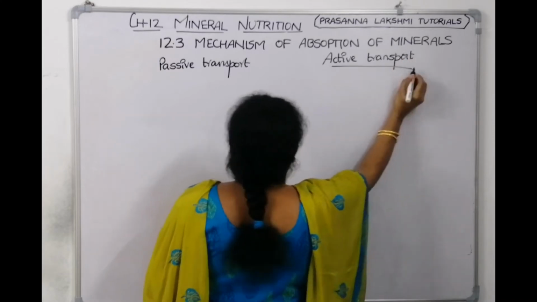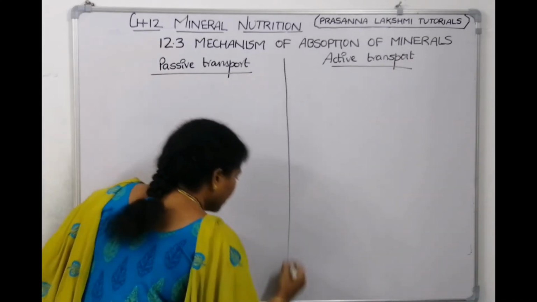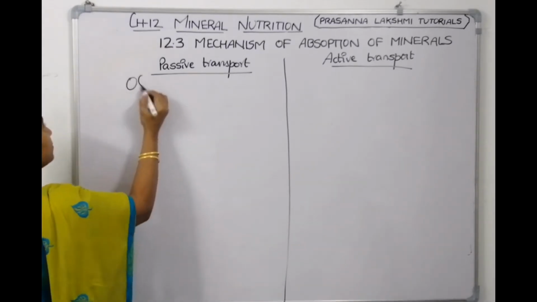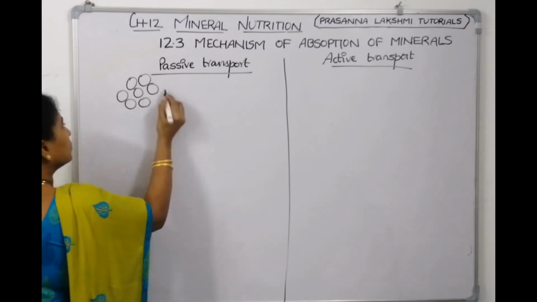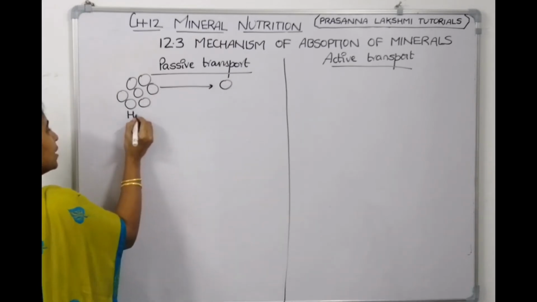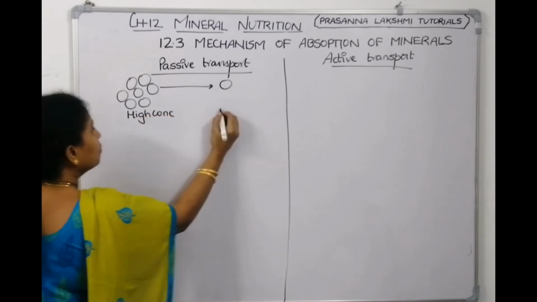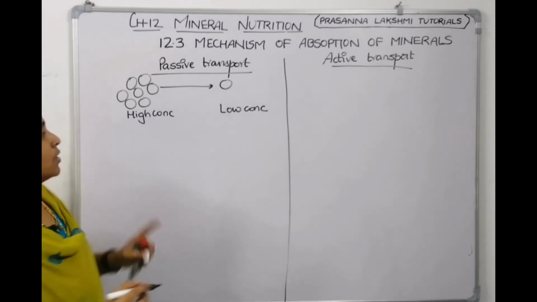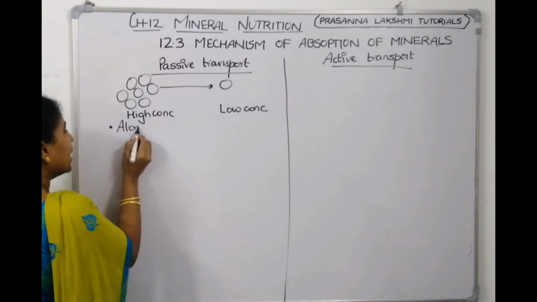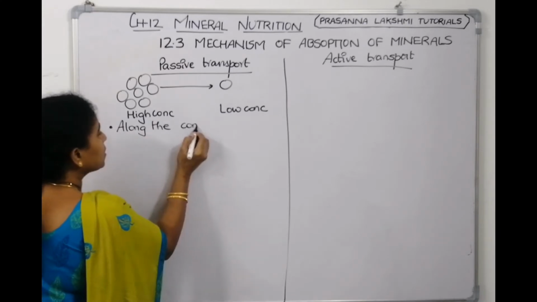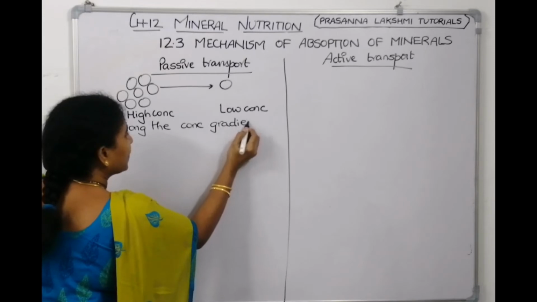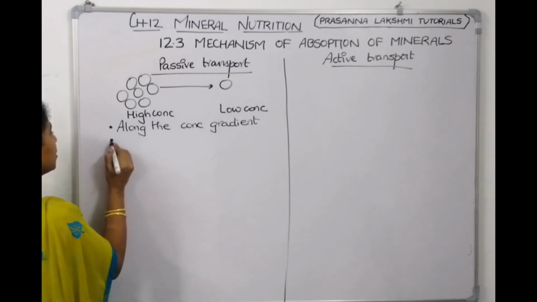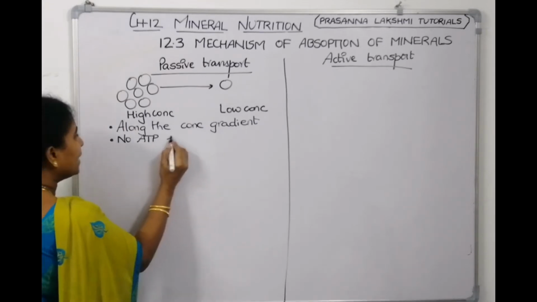Now we know that passive transport is from high concentration to low concentration, right? So it is along the concentration gradient. Since it is going from high to low, there is no energy expenditure, no ATP expenditure.